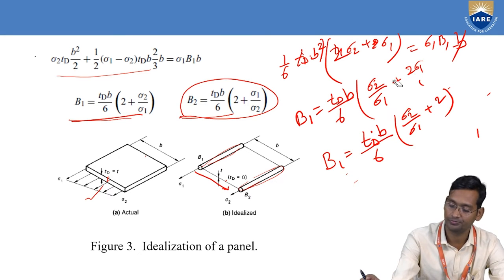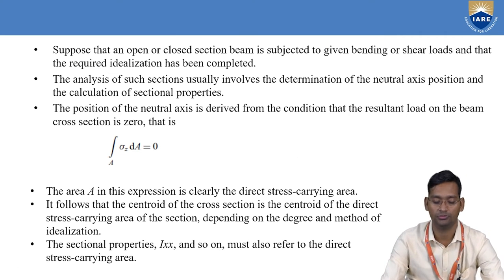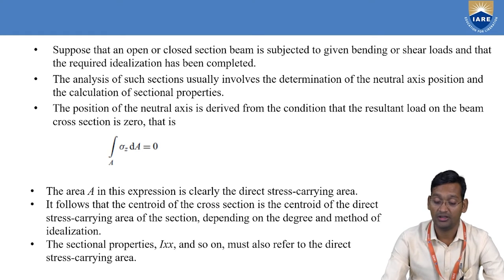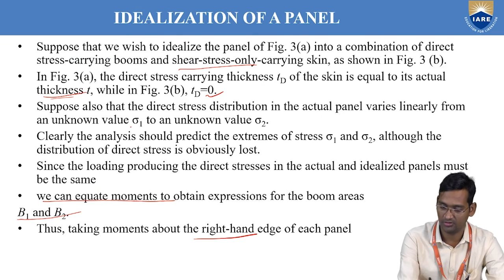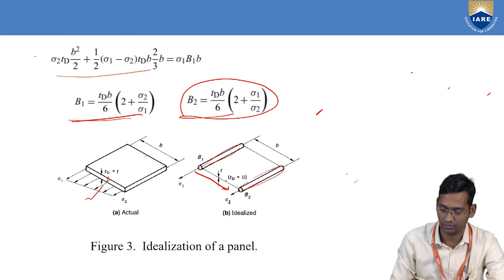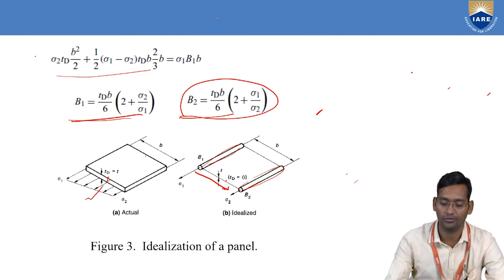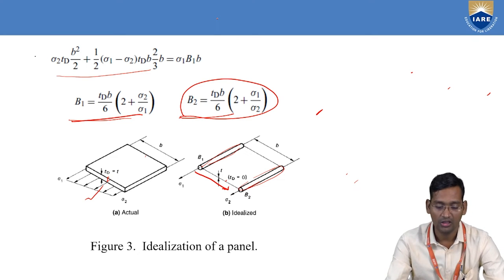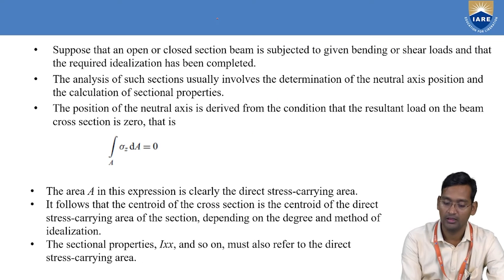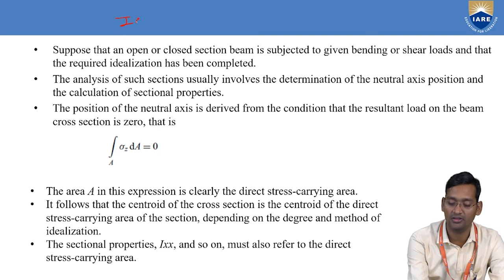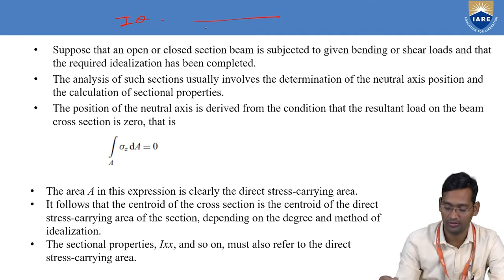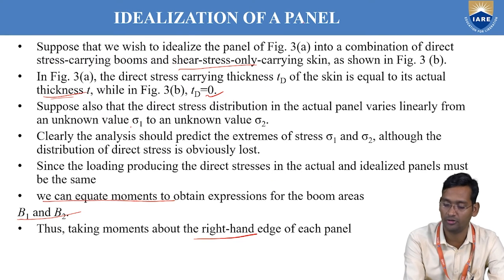Clear? Now, just see how to do that one. Suppose that an open or closed section beam, this is a continuous of this one. This is just idealization of panel, that is the continuous of this one. That's why I added the headings. Suppose that an open or closed, or you can just write here that idealization of that beam is there. Let's see here the topic: idealization of panel.